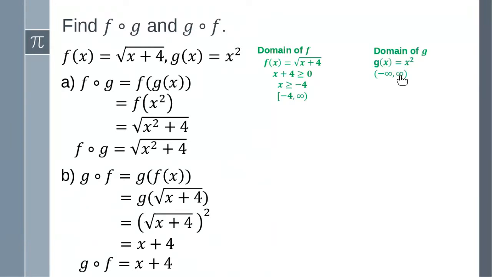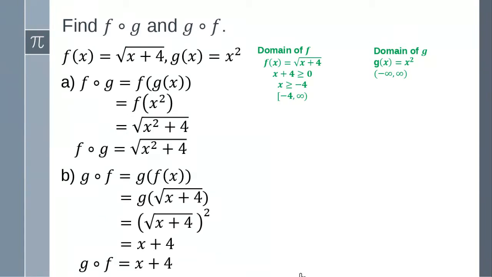So for g, we have x squared. What I like to tell my students is to ask yourself, do you have any fractions? And the answer is no. Do you have any square roots? The answer is no, we don't have a square root. Do you have any logarithms? The answer is no, because it would have the word log in there. Since you said no to all three of those things, then your domain is always going to be negative infinity to positive infinity. In other words, it doesn't have any restrictions. Okay, so those are the domains of each of those.